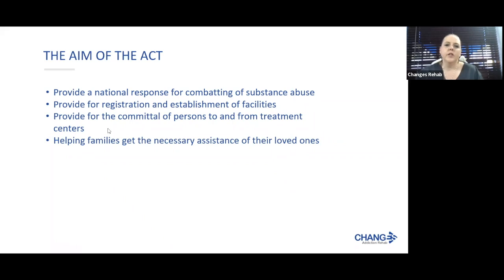It also provides for the committal of persons to and from treatment centers. So what happens is that they can sort of chop and change between centers, but as long as they're registered, there's multiple reasons why this could happen. I'll get into that a bit later. And then it's also used to help families get the necessary assistance for their loved ones.